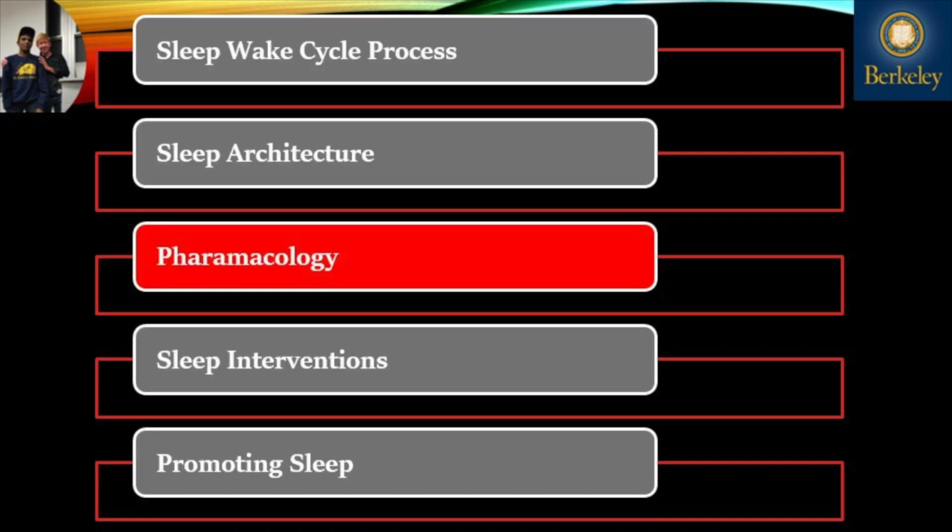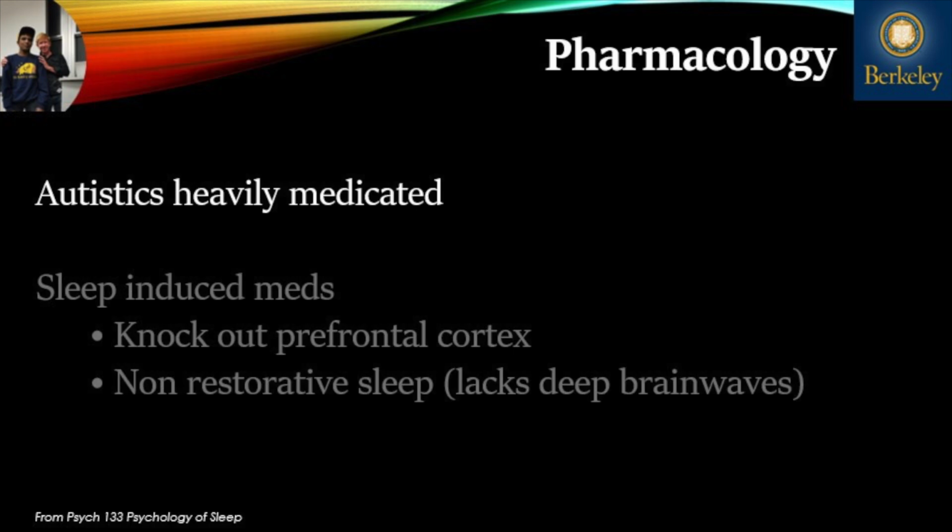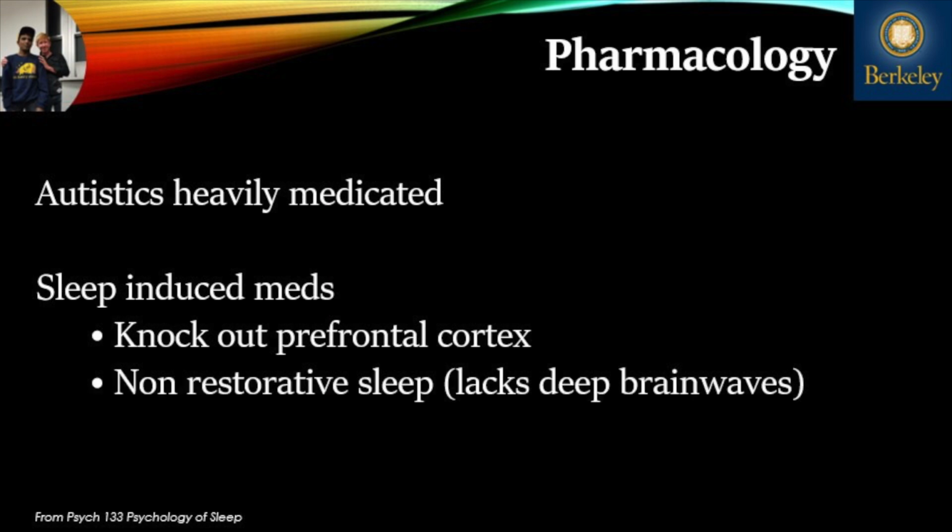We now move on to pharmacology. The issue is that a good number of autistics are on sleep medication or behavior medication that promote sleep. All that these sleeping pills and meds like sedative hypnotics do is to knock out your higher cortex. The result is non-restorative sleep as it lacks deep brain waves and daytime drowsiness.